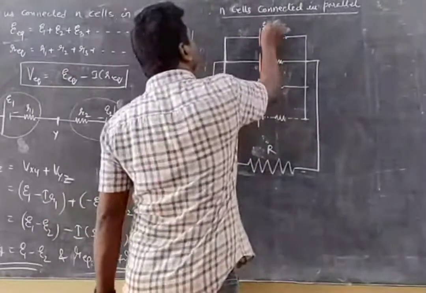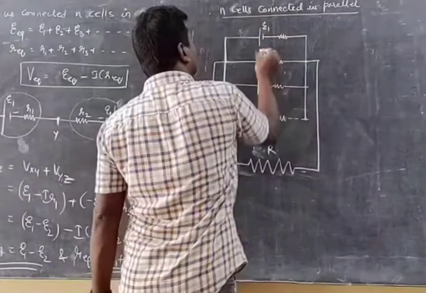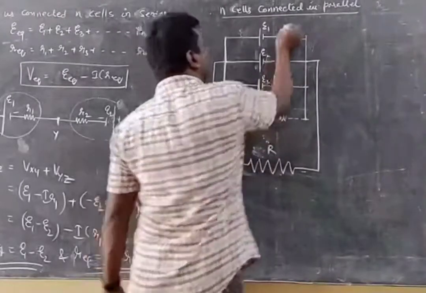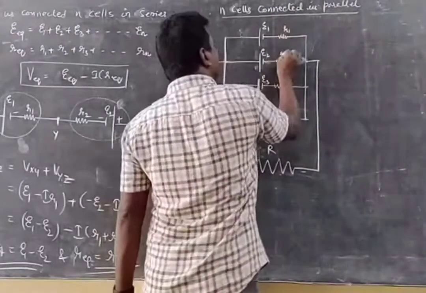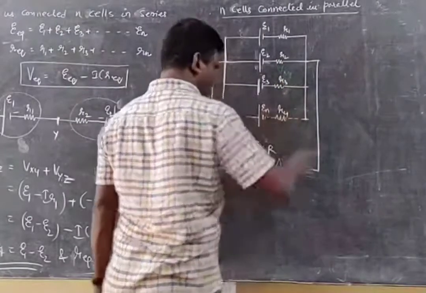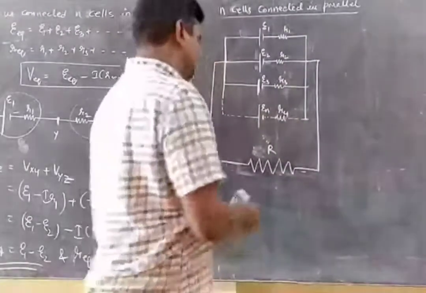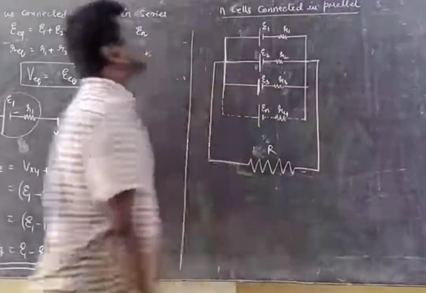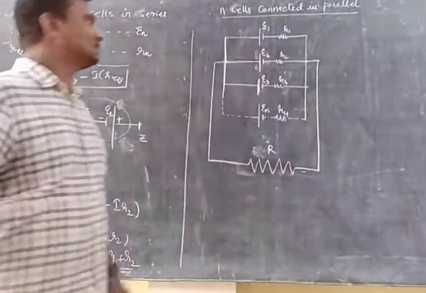So this is EMF E1, EMF E2, EMF E3, EMF En. The internal resistances are R1, R2, R3, Rn, and the external resistance is capital R. So this is the circuit diagram.